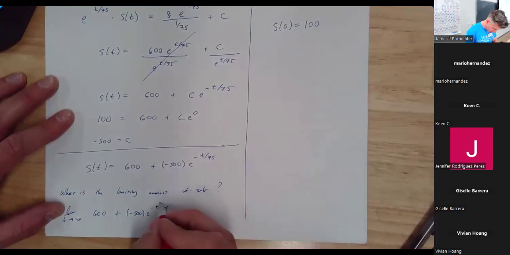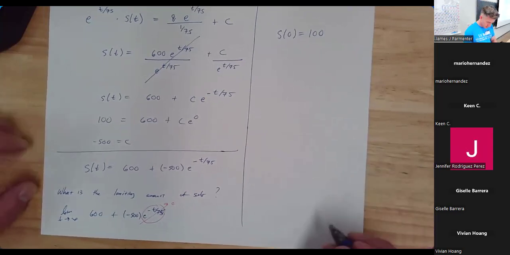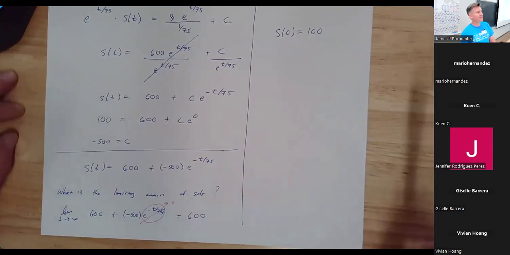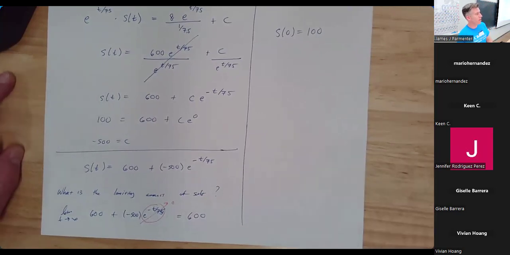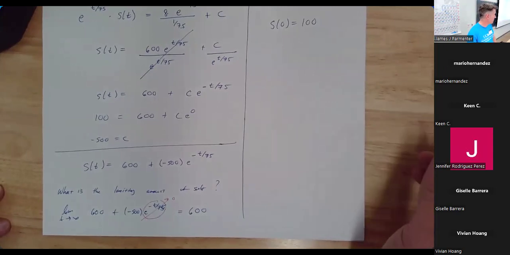This whole part is going to just go to zero. It's going to get smaller and smaller and smaller. So that means we get 600 pounds of salt. So if you let this go on and on forever, the amount of salt in the tank gets closer and closer to 600 pounds, which might not seem very exciting until you remember that the tank holds 300 gallons of solution.